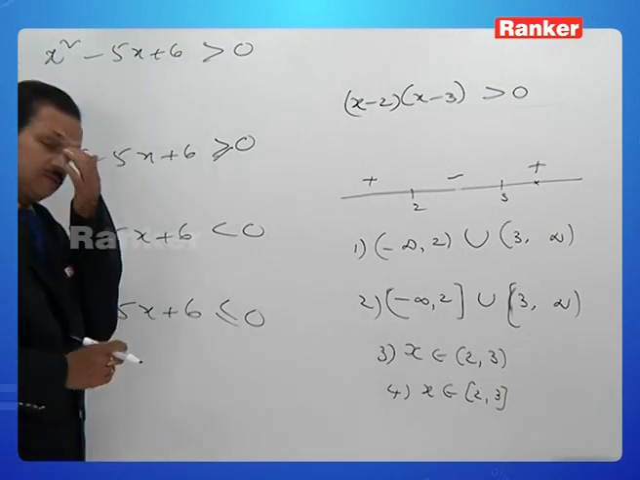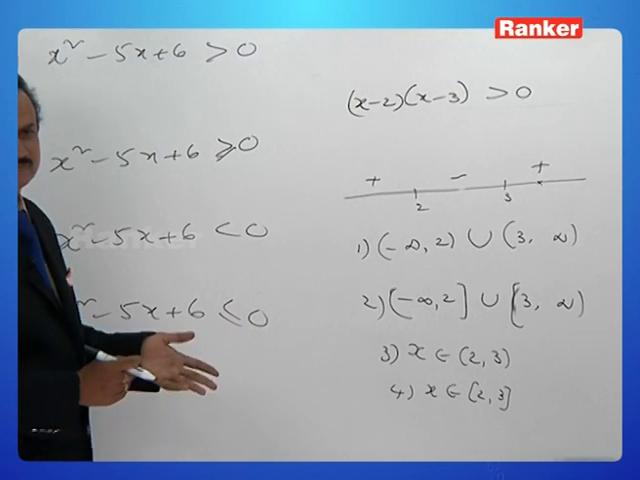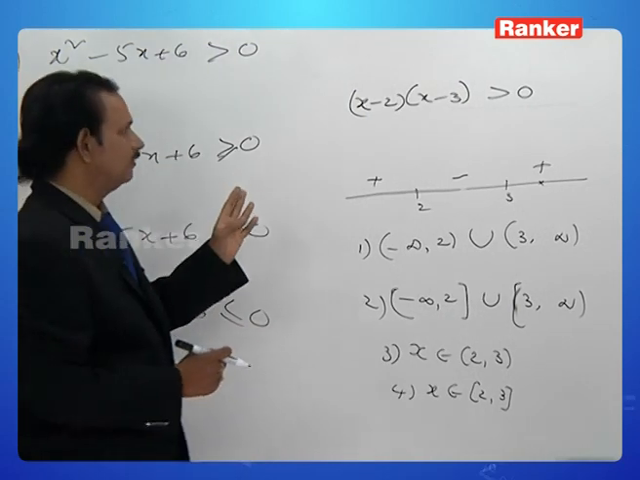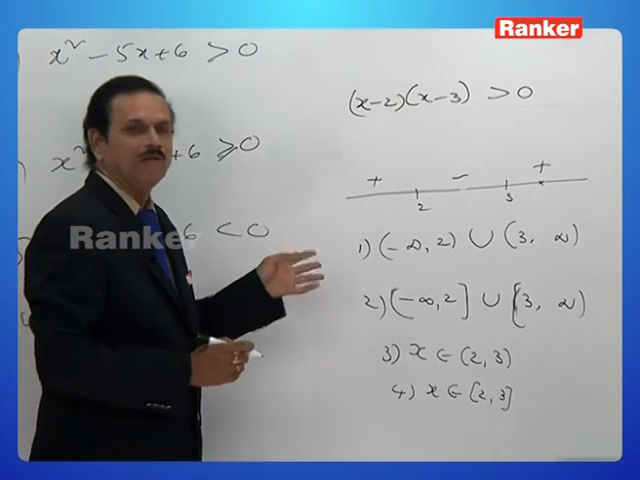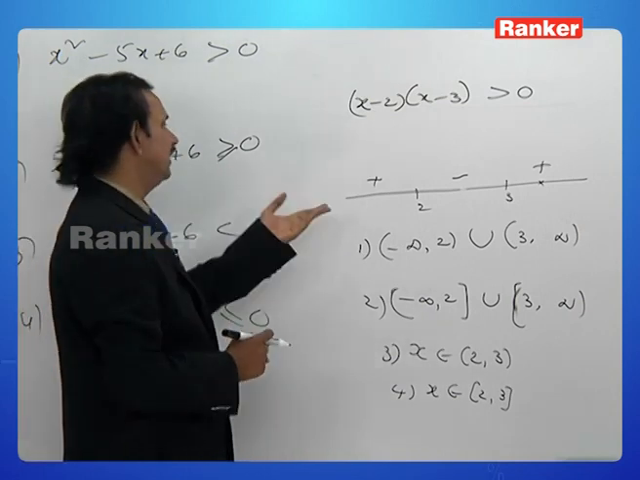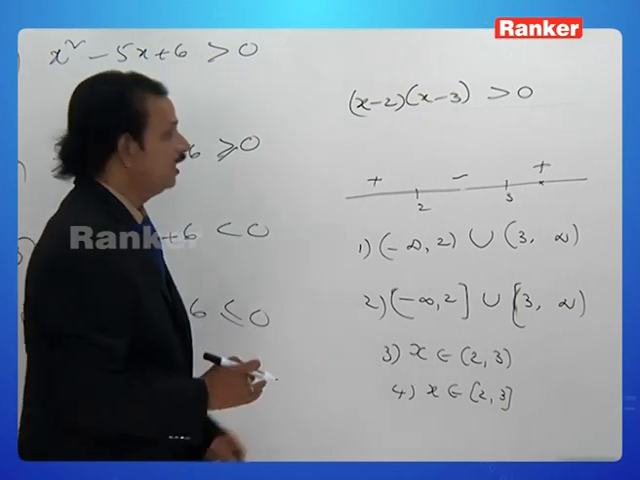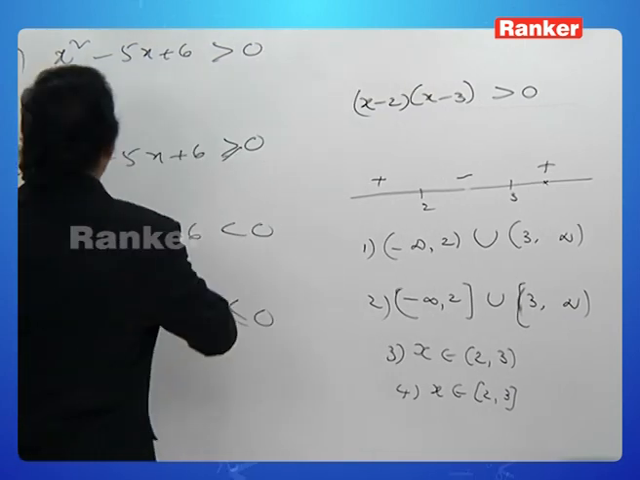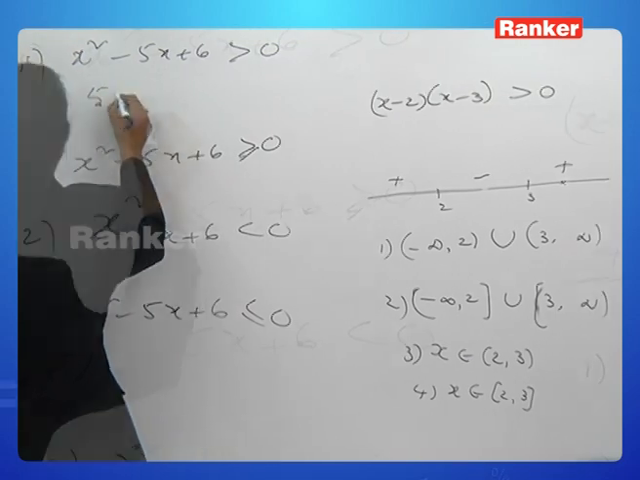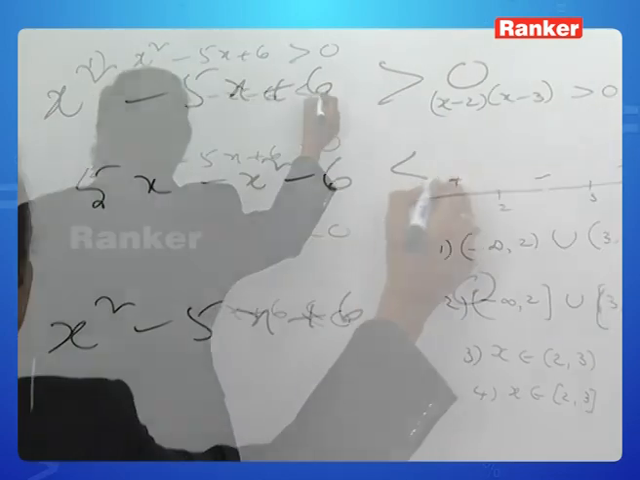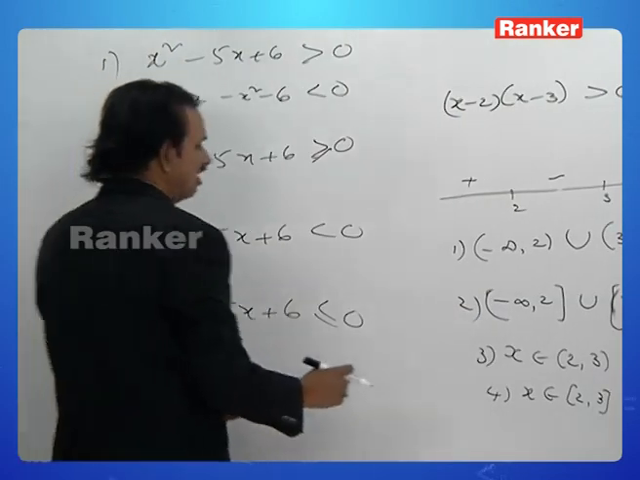In this way, without drawing any graph, just looking at the roots of the equation, we are able to solve the given inequality like this. Now and then, he may ask you like this: 5x minus x square minus 6 less than 0. How can you solve that?